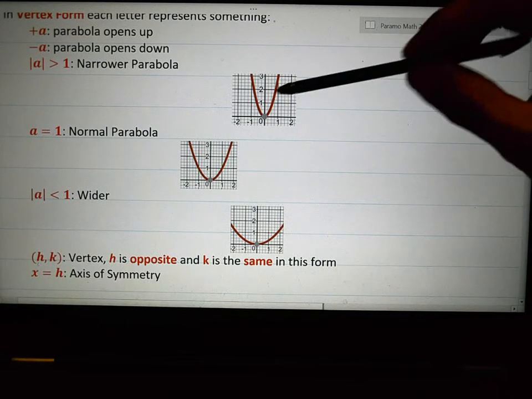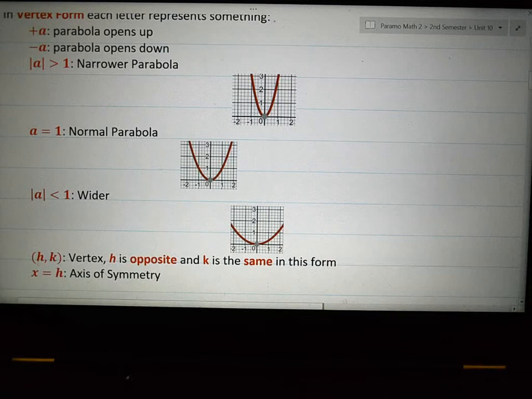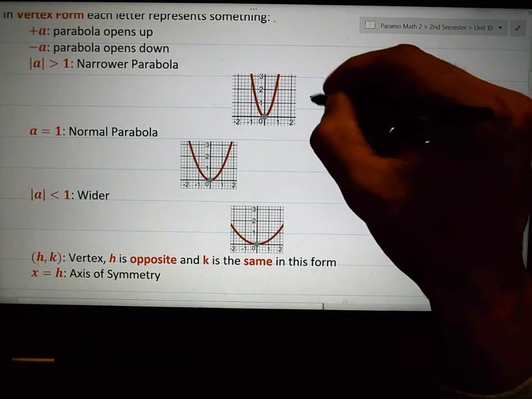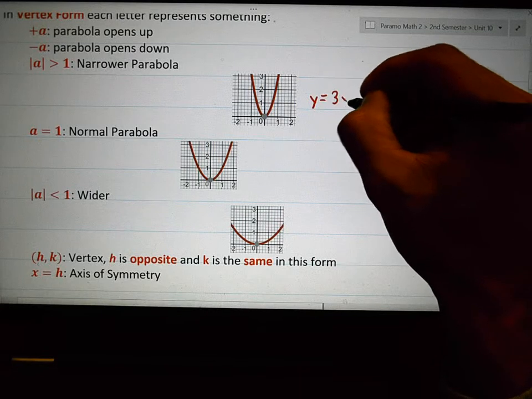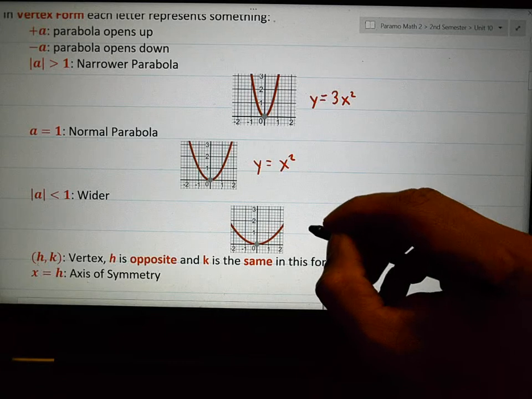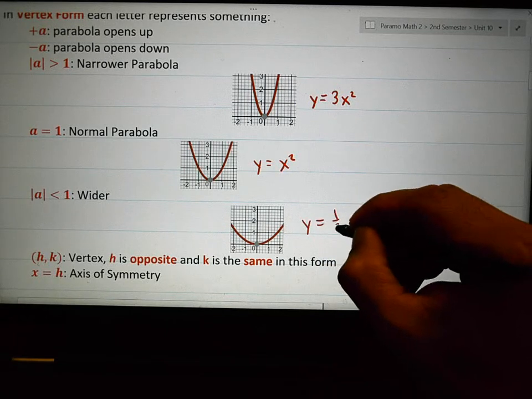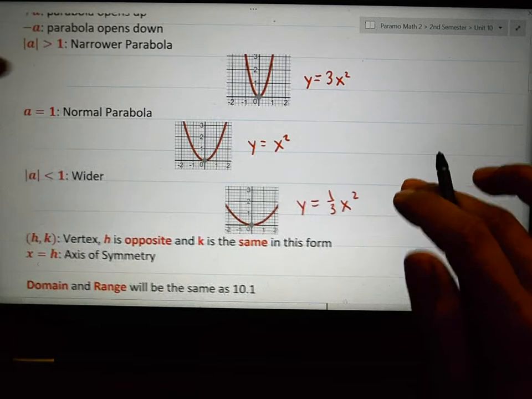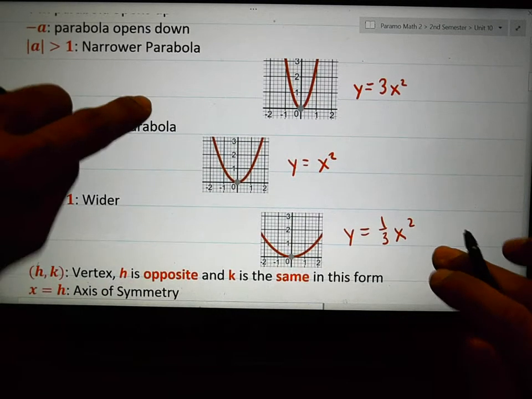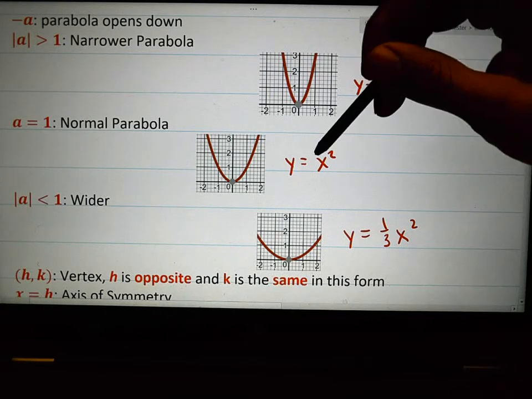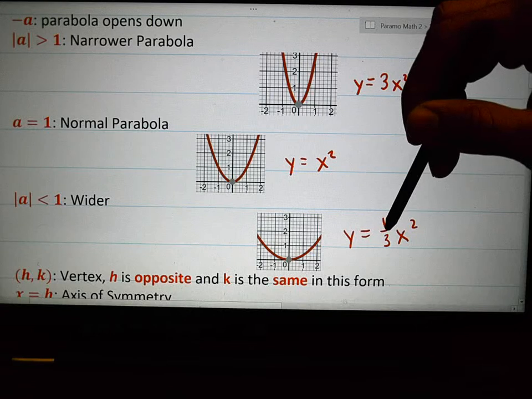If I know that there's a parabola and there's an a value, the a value does something different to these graphs. I'm going to show you these different equations. This is y equals 3x squared. This is y equals x squared. This is y equals 1/3 x squared. I show you these 3 examples because that's what you had to do on that very first worksheet. You changed the a value. Sometimes the a was a 3, sometimes it was a 1, sometimes it was a 1/3.